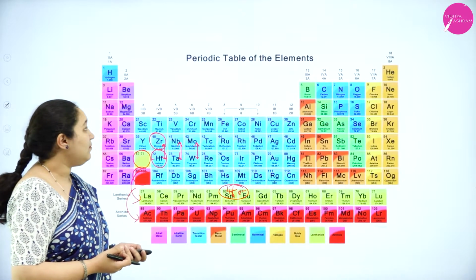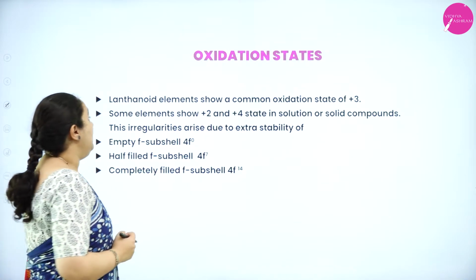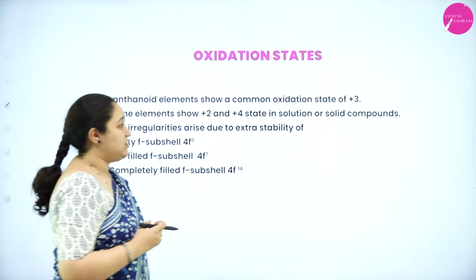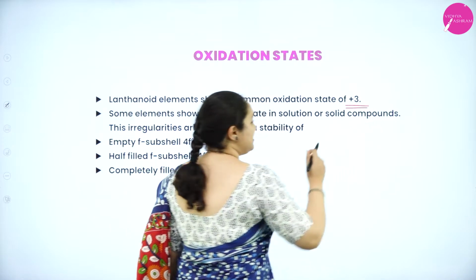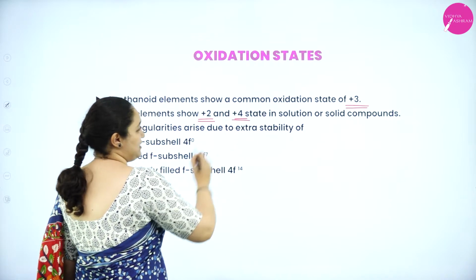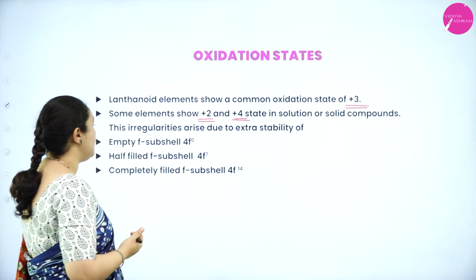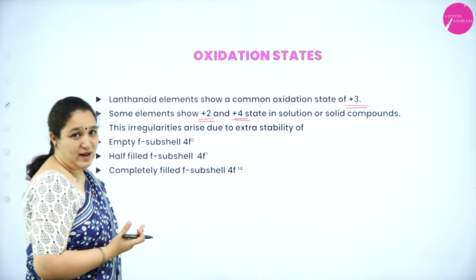Okay. Next is about the oxidation state of lanthanoids. Lanthanoids show a common oxidation state of +3, but some of the elements can show the oxidation states +2 and +4 in solution, and sometimes even in solid compounds. Why is this irregularity?